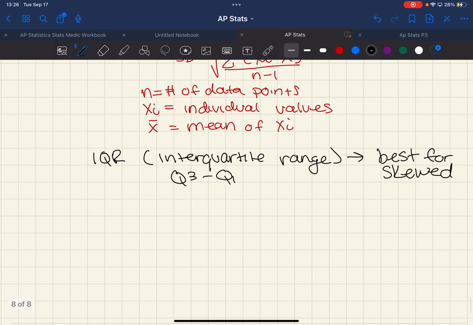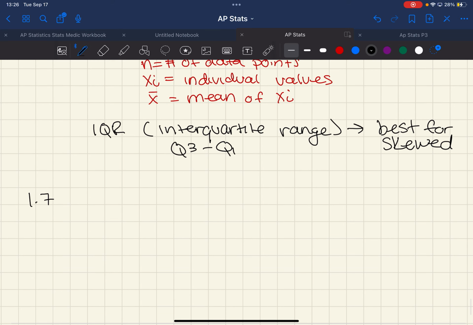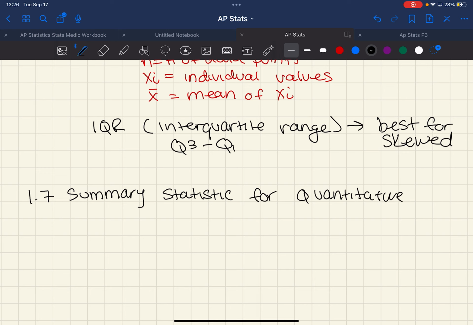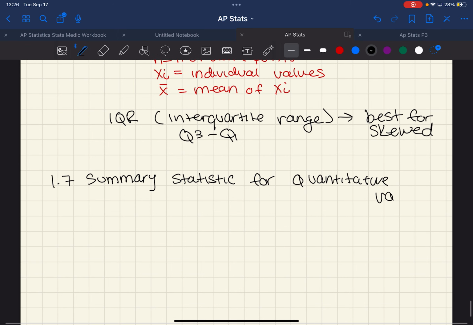Okay, 1.7. 1.7 is the summary statistics for quantitative variables. So this is when we were talking about that 5-number summary for box plots.